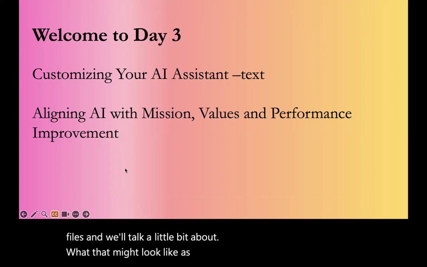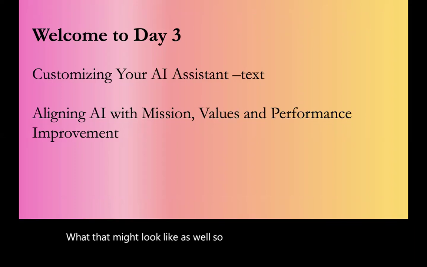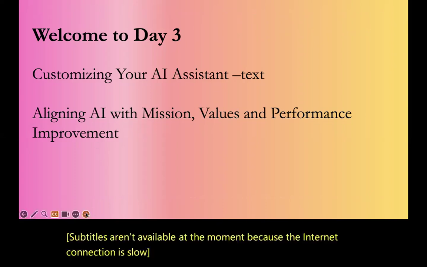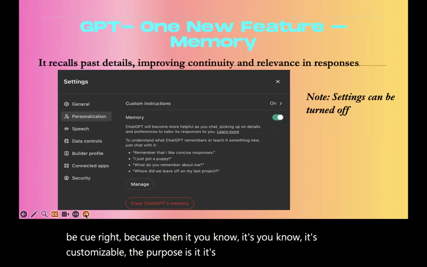A piece that we didn't dive into too much, but I was alluding towards this, is aligning the AI with your mission, your values, and the performance, what it is that you want it to do, because that's going to be key, right? Because then it's customizable. The purpose is for the model to understand who we are, because we want to avoid that very generic way of doing things.